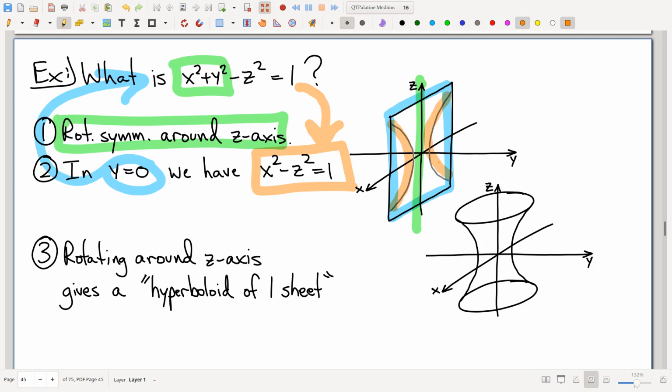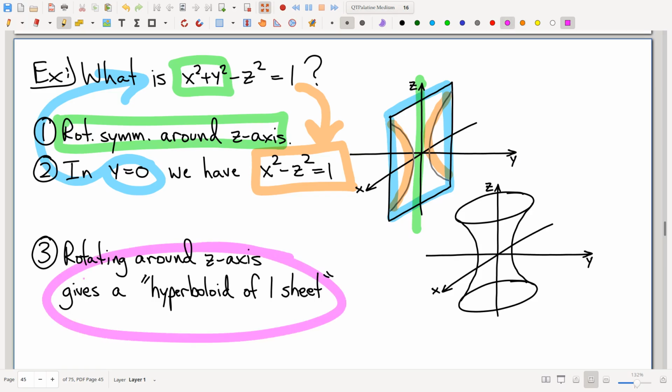Okay, so again, it's all over but the shouting. We know it's rotationally symmetric. I know this is one of the cross sections, and now I just have to think, well, what do I create when I rotate that around the z-axis, and I claim I get something kind of like that. And it's a rotation of a hyperbola, so we call it a hyperboloid.